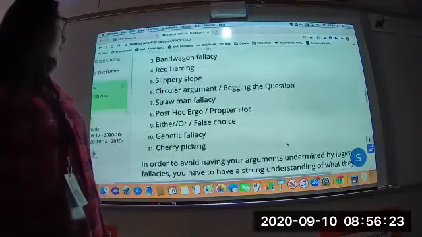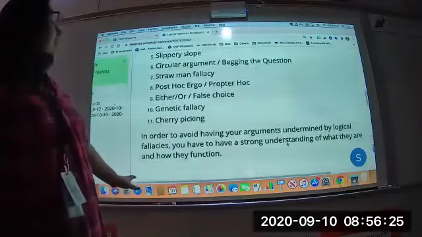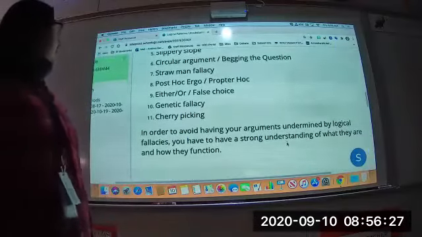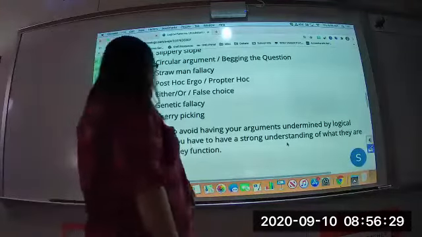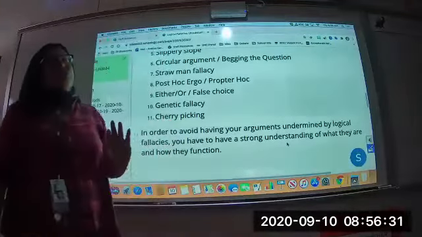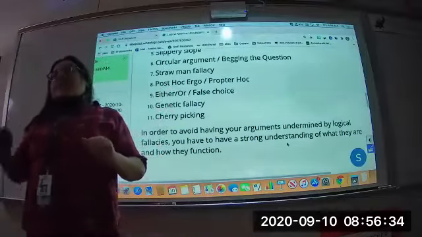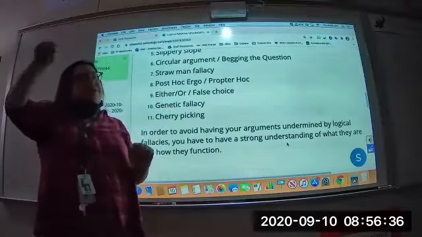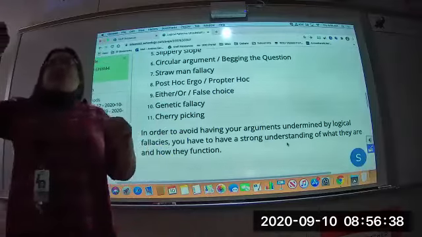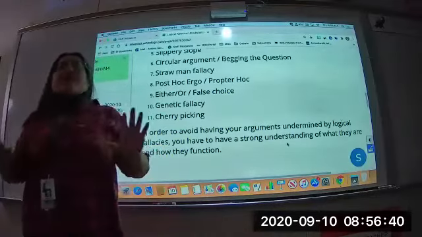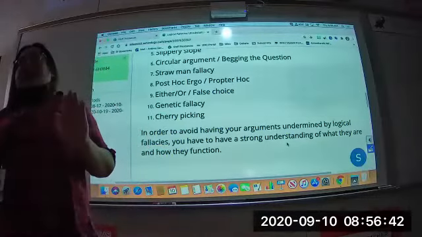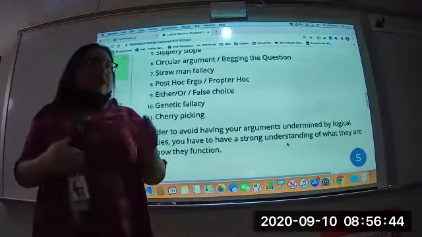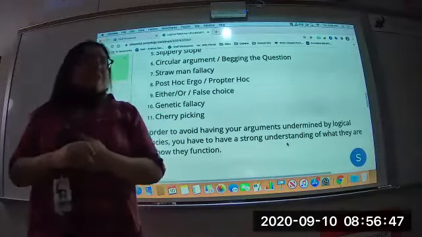So, in order to avoid having your arguments undermined by logical fallacies, you have to have a strong understanding of what they are and how they function. So you don't want to just know these so that you can prove the other person wrong, right? And take apart their argument. You want to make sure that your arguments don't have these either. Because if your arguments have these, other people can jump on it, right? And they can take it piece by piece apart.